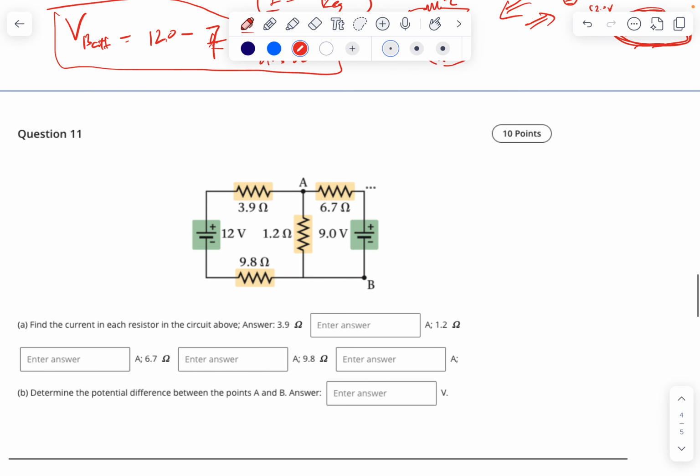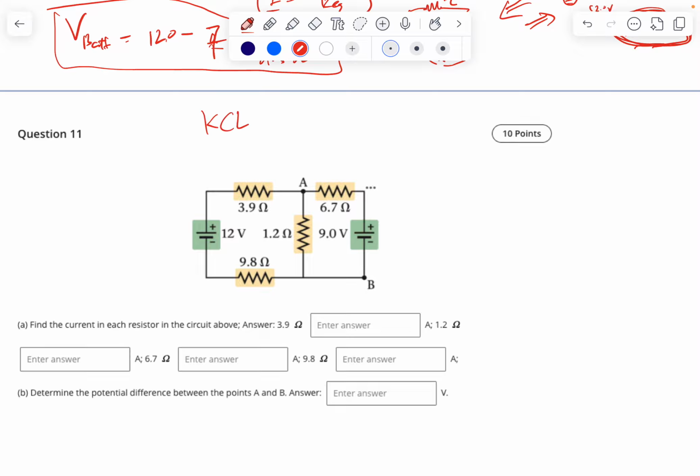All right, number 11. Find the current in each resistor in the circuit above. This one is called a complex circuit. You have two EMFs. Okay, so in this case we have to use KVL and KCL to solve these circuits.